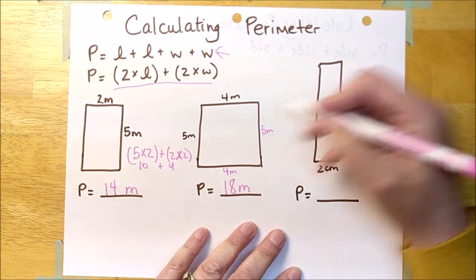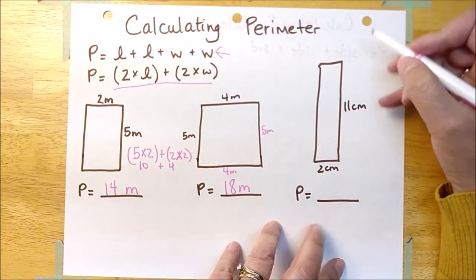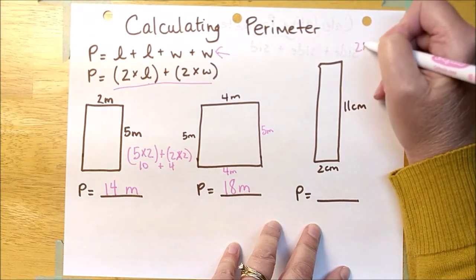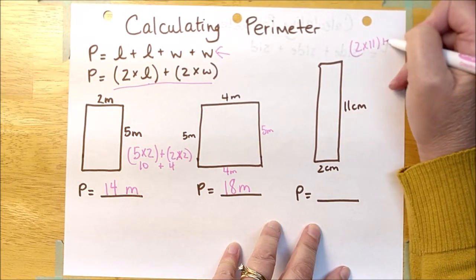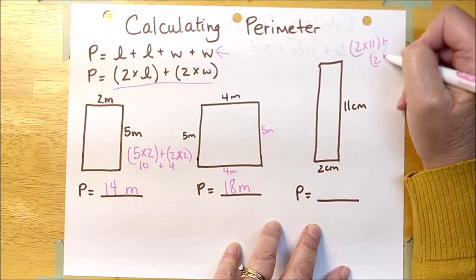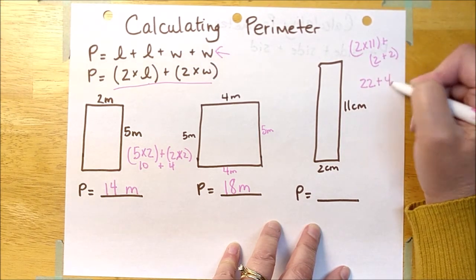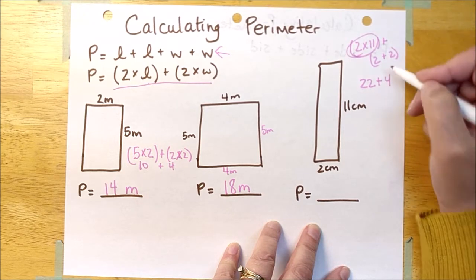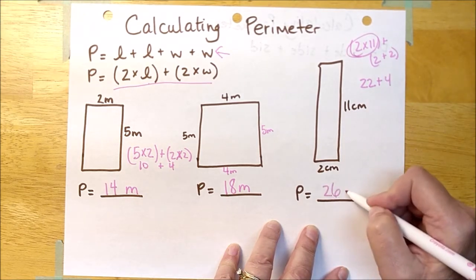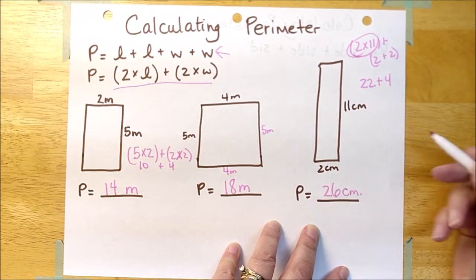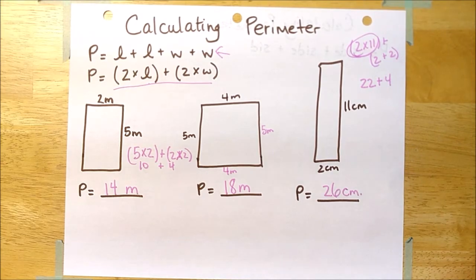And then my last one, I'm going to try using my multiplication one again. So I got 2 sides of 11 plus 2 sides of 2. So that would be 22 plus 4, because that's 22, that's 4. So my perimeter is 26 centimeters. So that is how you're going to be figuring out your other page.